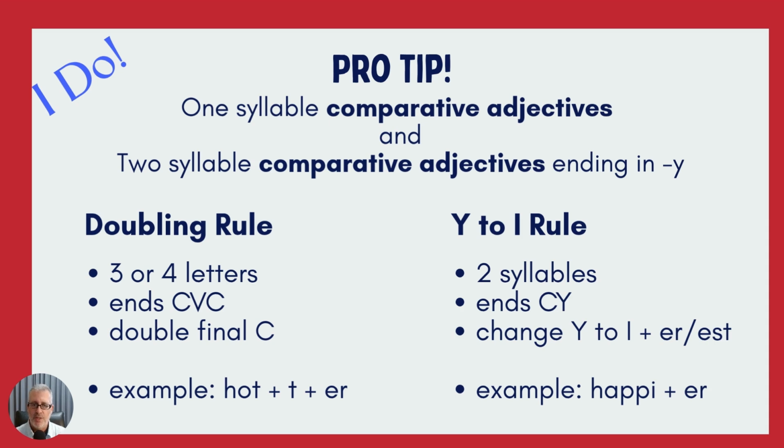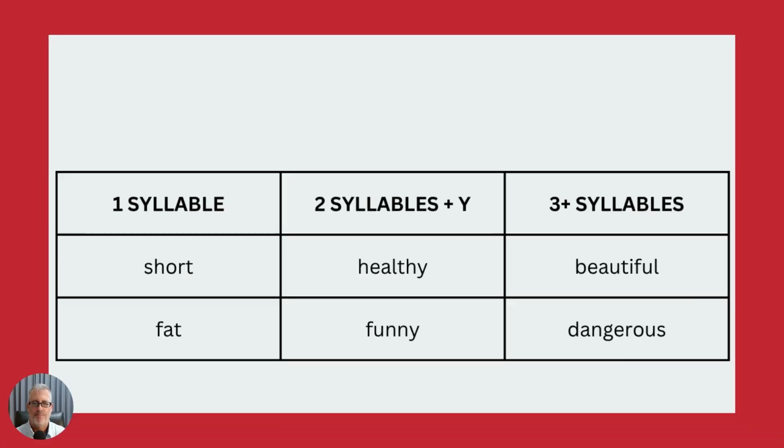Now, if you have a two-syllable word that ends in Y, check does it end consonant Y. That's the only time you change it. If it does, then you change the Y to I and add ER or EST. For example, happy, which ends in Y, ends in consonant Y. Change the Y to I to become HAPPI, then plus ER, happier. So with boy, BOY, that's vowel Y. Don't change it. Stick to the rules and you won't go wrong.